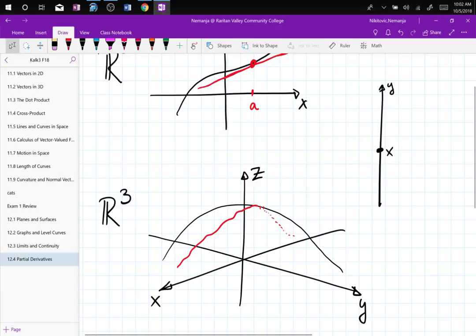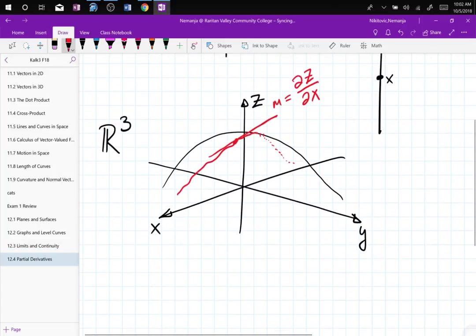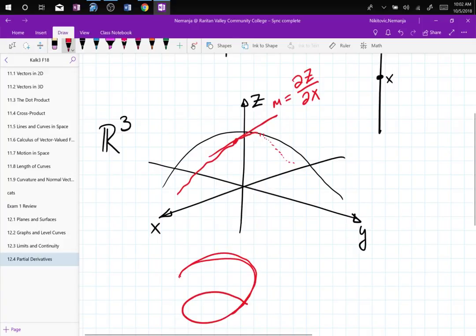So now I can draw the tangent line, let's say here, and the slope of this tangent line would be what we call the partial derivative of z with respect to x. So now we have a new symbol for derivative. It looks like this, right? This is the partial derivative, with x or y, whatever you take, but that has to be the symbol.